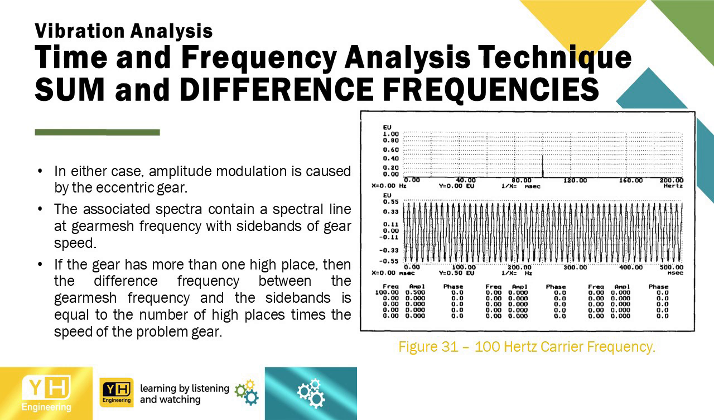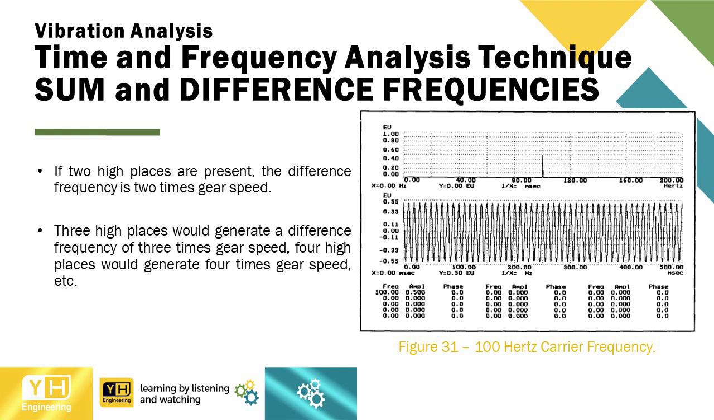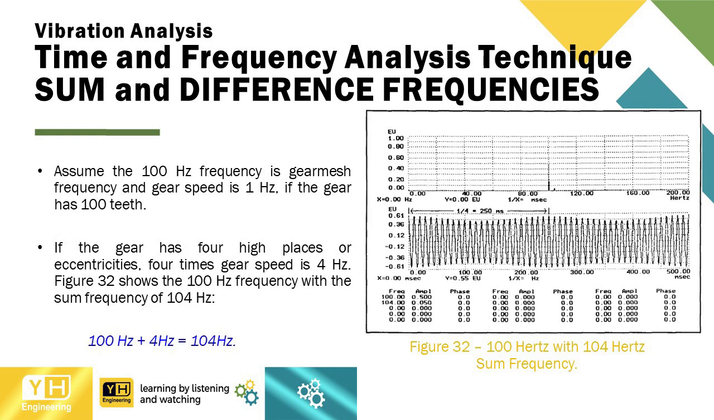If the gear has more than one high place, then the difference frequency between the gear mesh frequency and the sidebands is equal to the number of high places times the speed of the problem gear. If two high places are present, the difference frequency is 2 times gear speed. 3 high places would generate a difference frequency of 3 times gear speed, 4 high places would generate 4 times gear speed, etc. Assume the 100 Hz frequency is gear mesh frequency and gear speed is 1 Hz, if the gear has 100 teeth. If the gear has 4 high places or eccentricities, 4 times gear speed is 4 Hz.